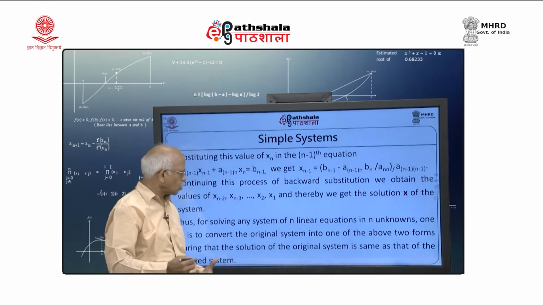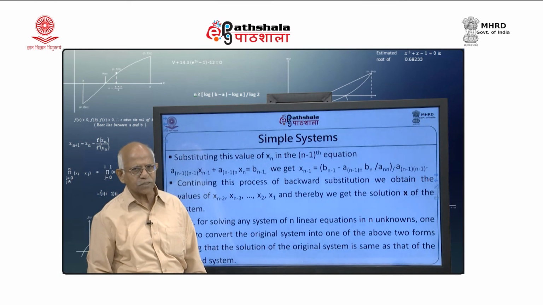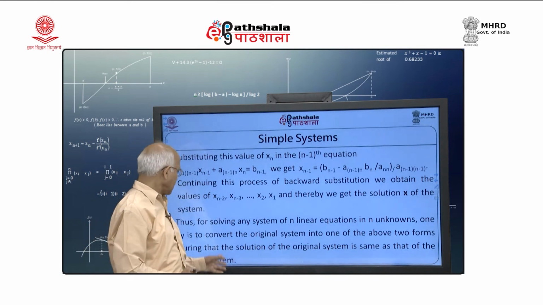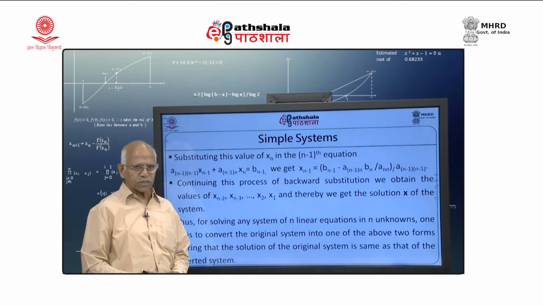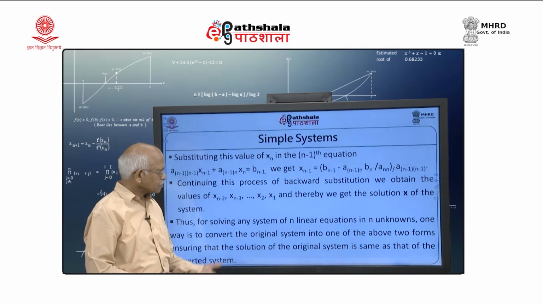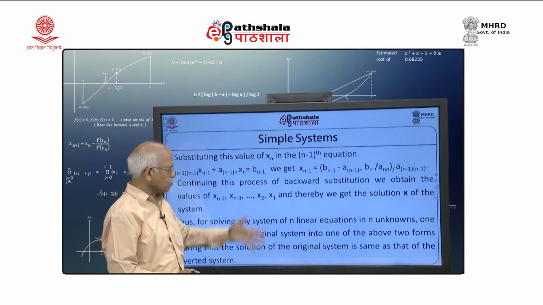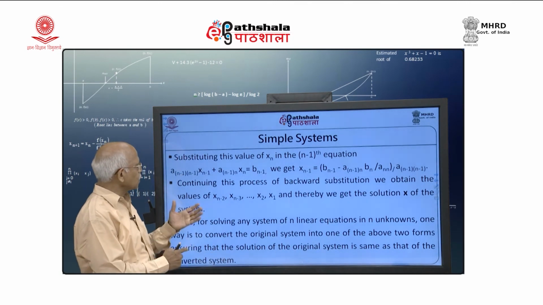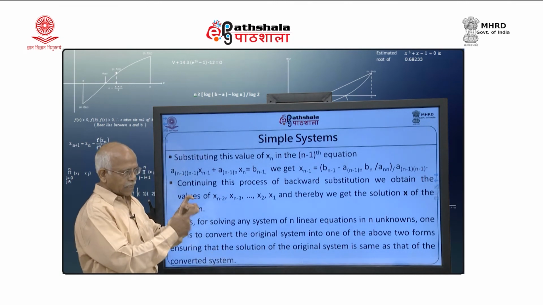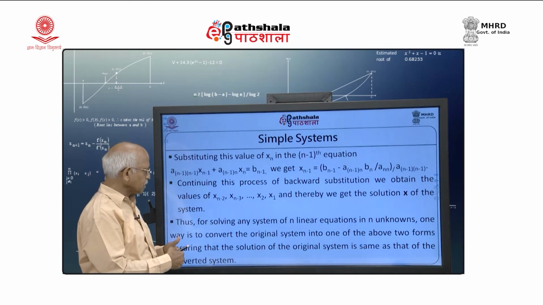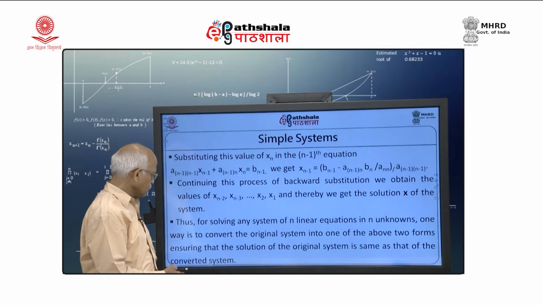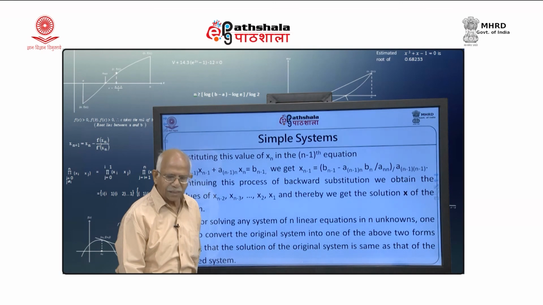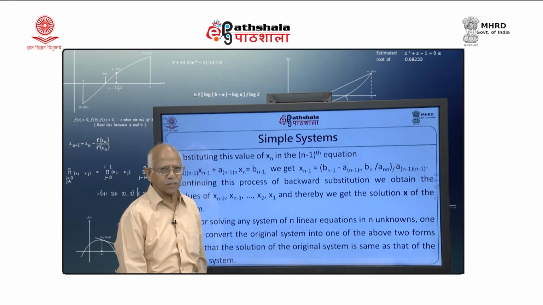Thus, for solving n linear equations in n unknowns, one way is to convert the original system into one of the above forms. Either you convert it into system 1, that is I_(n×n) x bar equal to b bar, or you convert it into an upper triangular system. If I can do that, then I can get the solution of the system easily.